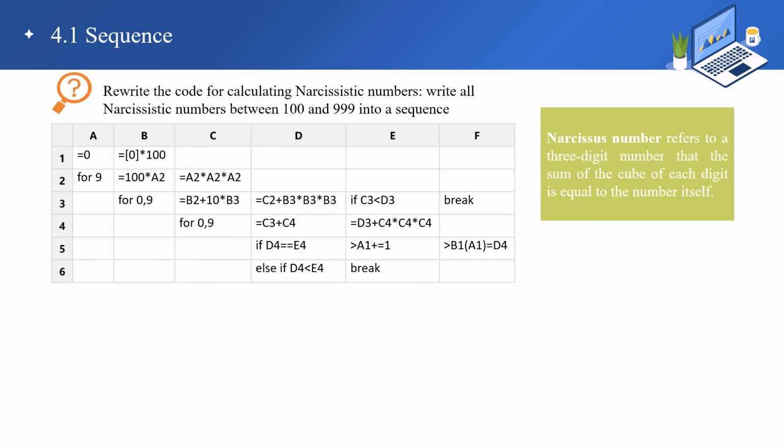Having learned sequence, we can change the previous example of calculating the Narcissus numbers and write all the Narcissus numbers into a sequence. Assuming that there are at most 100 Narcissus numbers, which are actually far less than 100, generate a sequence of length 100 in B1. A1 is the number of Narcissus numbers currently found. For each one found, let A1 increase by 1, and then fill in a corresponding member in B1. Finally, those members in the front of B1 that are not 0 are all the Narcissus numbers.